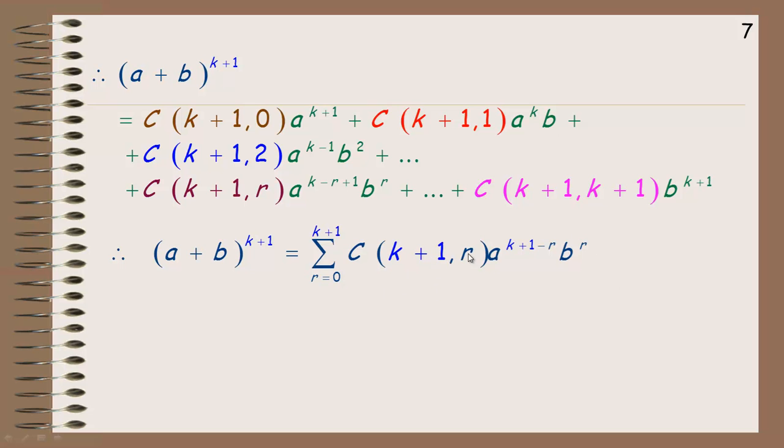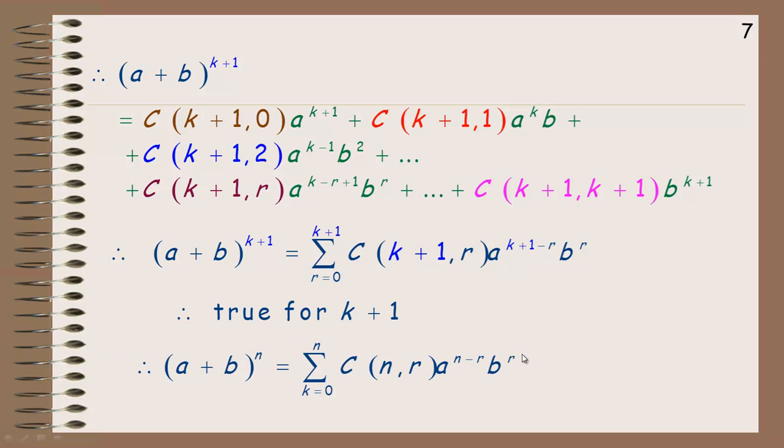On to the very last term, if we put k plus 1 in place of r, then the combination is k plus 1 choose k plus 1, which is this combination here. And k plus 1 minus k plus 1 would be 0 for the exponent of a, so there's no a term, and then b would have an exponent of k plus 1. So that verifies that it's true for k plus 1. So a plus b to the power of n is always going to equal this formula, and the binomial theorem is proven to be true. And that's the end of the tutorial.